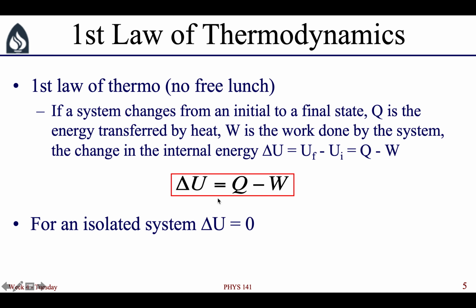So basically what this is saying is there are two ways in which a system can interact with its surroundings. It can either give off or accept heat, or it can do work or have work done upon it. And if you add those effects together, you get the change in internal energy. If we have an isolated system, then that change in internal energy is equal to 0. If a system can't give off or accept heat, if it's insulated, and if it can't do work or have work done upon it, then there's no way for energy to enter or leave, and so the internal energy will remain constant.